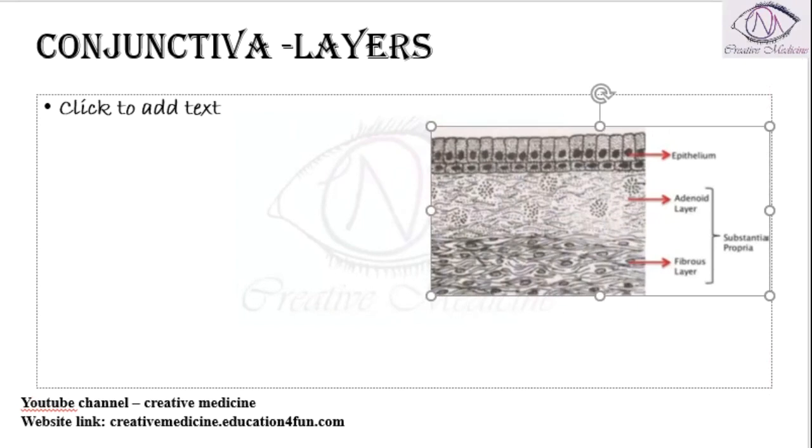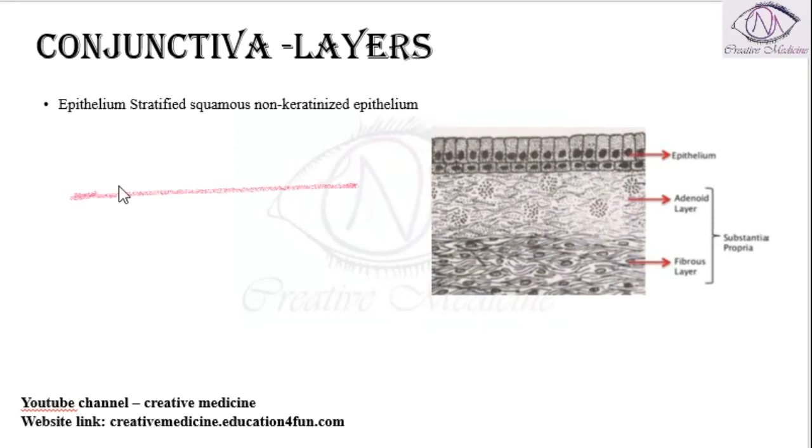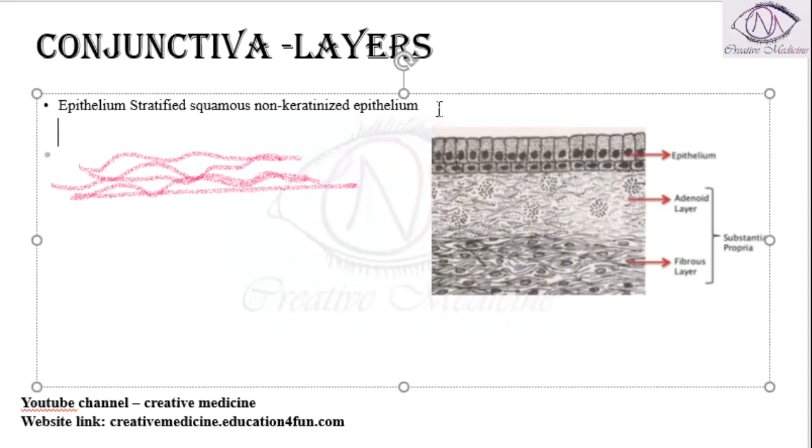What is this epithelium? Epithelium is actually a stratified squamous non-keratinized epithelium. Actually the epithelium should look like this. Stratified squamous non-keratinized epithelium. Then we have the adenoid layer, which is actually a connective tissue with lymphatics. Lymphatics are seen in the adenoid layer.